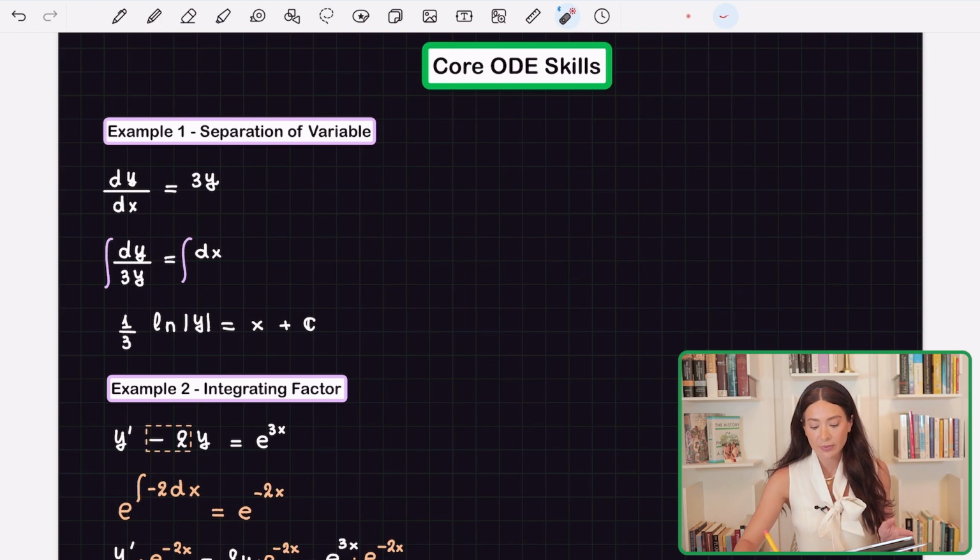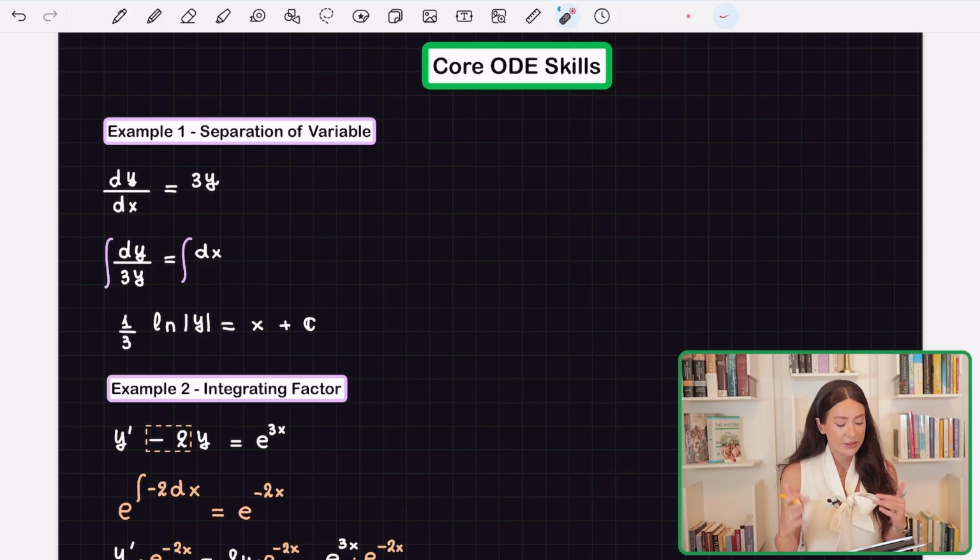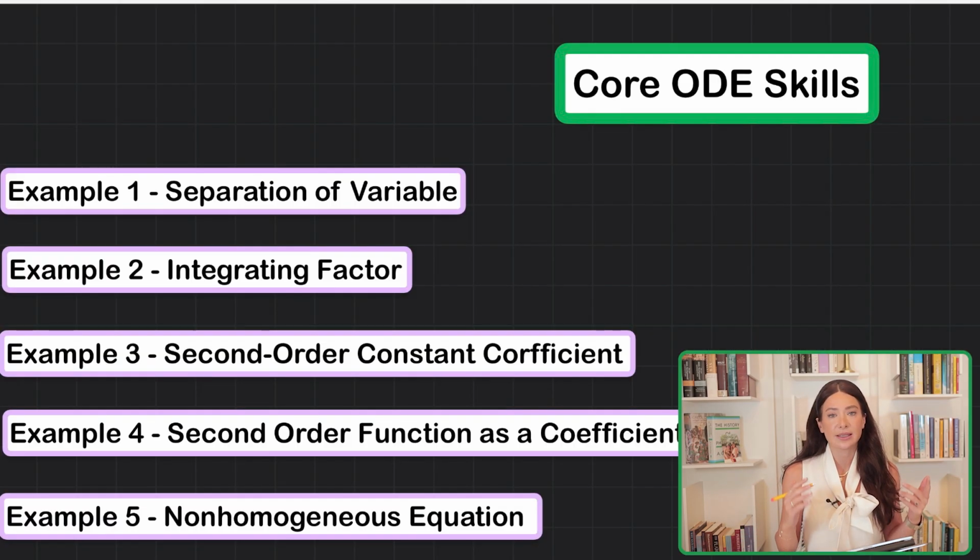All right, so I'm going to start solving using different techniques. Number one will be separation of variables. Number two, integrating factor. Number three will be second order differential equations with constant coefficients, so numbers as coefficients. Number four will be functions as coefficients, so Cauchy-Euler. And number five will be non-homogeneous differential equations, okay?